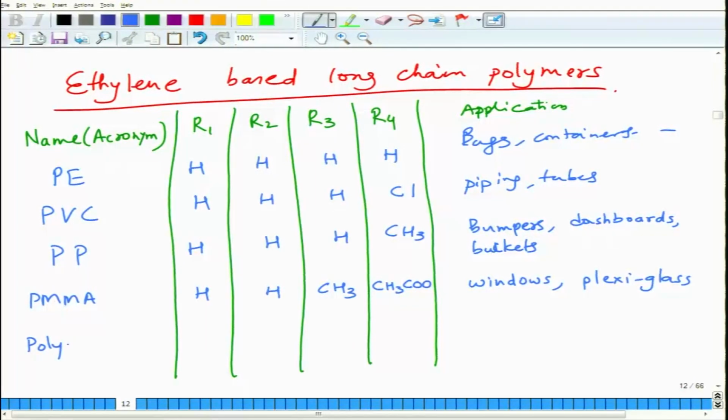Then we have polystyrene. In polystyrene, you have H, H, H and C6H5. Polystyrene is a very well known packaging material.